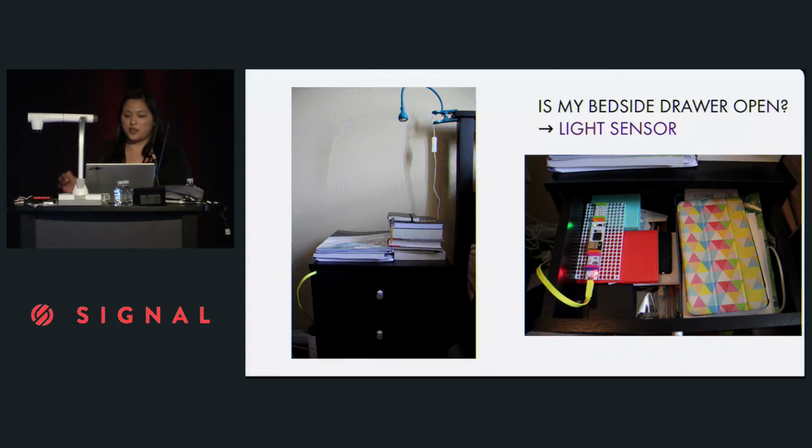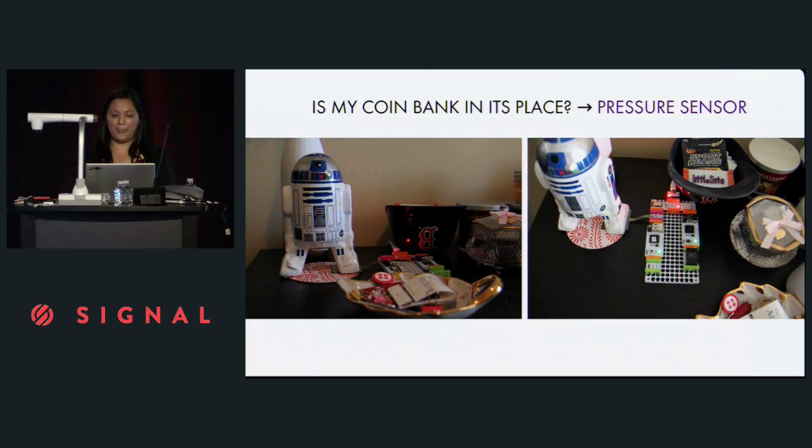This is my bedside drawer, and inside I use a light sensor and a cloudBit so that when I open the drawer, the light sensor would detect the ambient light in the room. And this is an awesome coin bank that I found at Disney. I use a pressure sensor here, and you might notice that there's another orange module in this picture. That's a wireless receiver, and I'll get into that after the next slide.